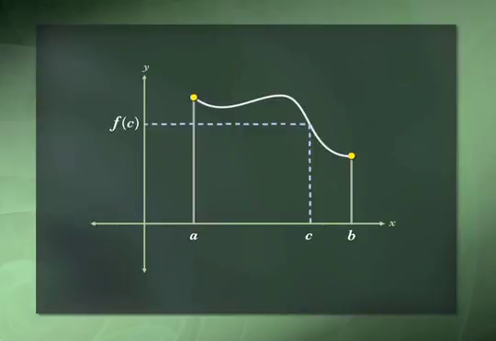And what's the area of that rectangle? Well, the base is b minus a, and the height is f of c. Well, that's what the theorem says. It says the area under the curve is the same as some rectangle. That rectangle has the same area as the area under the curve. Kind of a neat theorem, isn't it?